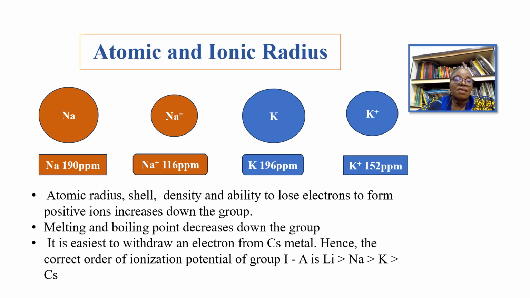Looking at this diagram, we have the sodium atom, the sodium ion, the potassium atom, and the potassium ion. The sodium atom radius is 190 pm, while the sodium ion is 116 pm. The potassium atom has a radius of 196 pm and the potassium ion 152 pm.